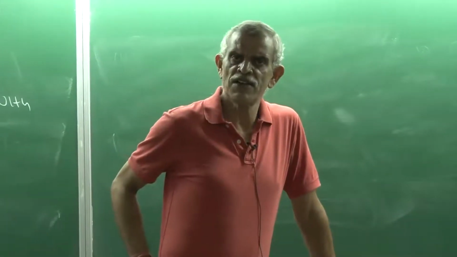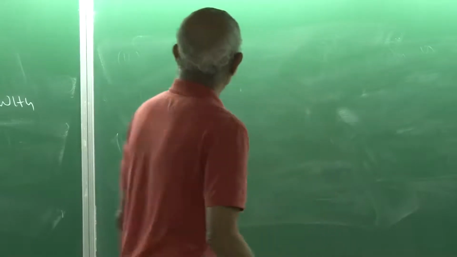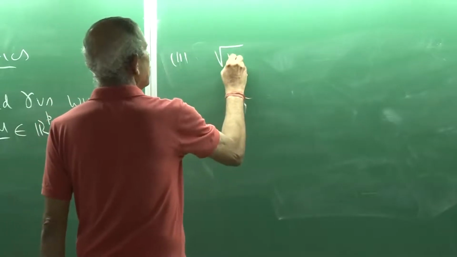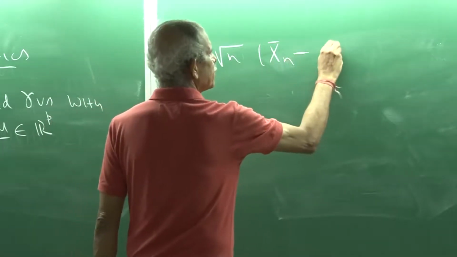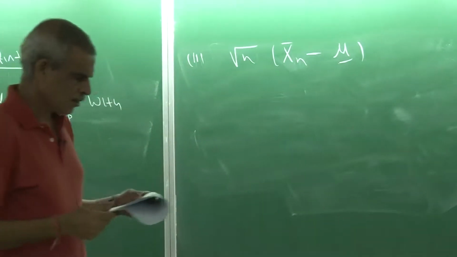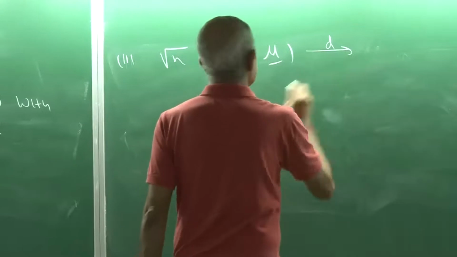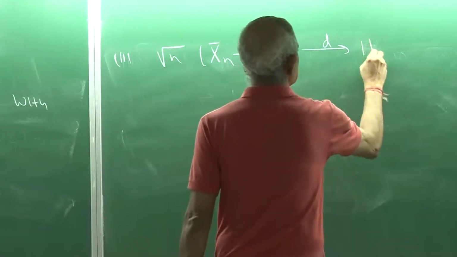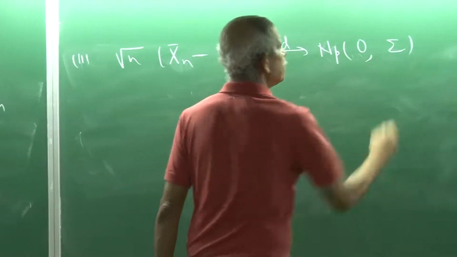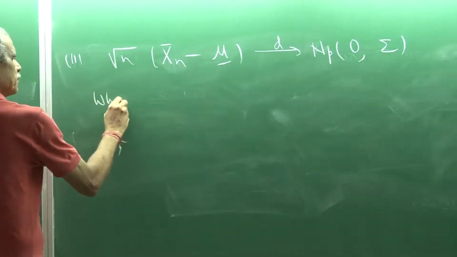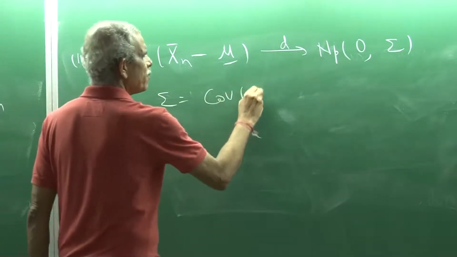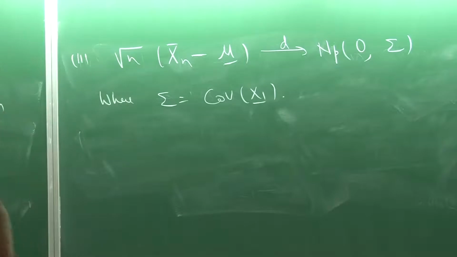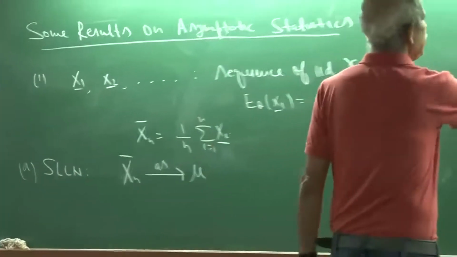A stronger result than the weak law of large numbers is the central limit theorem, which says root n times (x bar n minus mu) goes in distribution to N_p(0, sigma), where sigma is nothing but the covariance matrix of x1, or the covariance matrix of any vector xi, because they all are IID. Let me call this part A of 1, and this part B of 1.